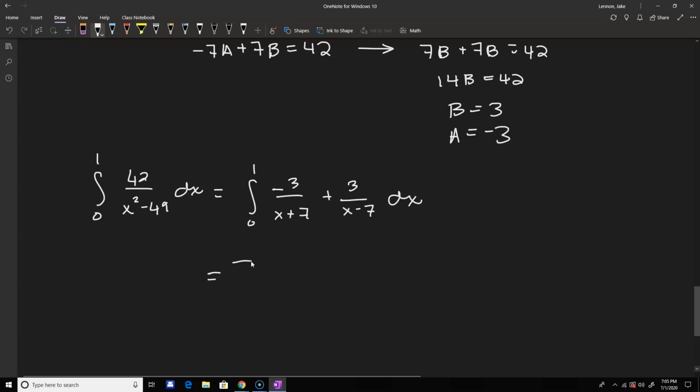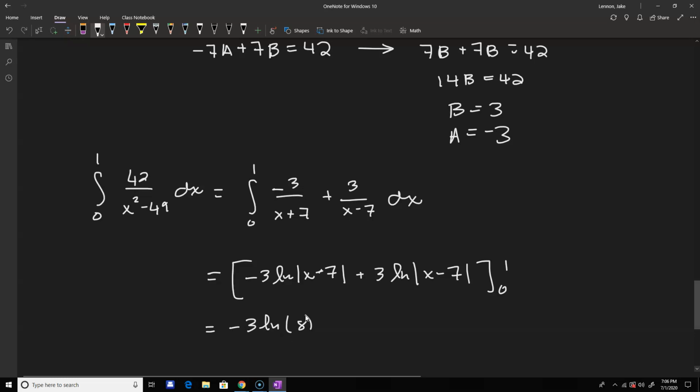So we end up with the integral of negative 3 natural log of x plus 7 plus 3 natural log of the absolute value of x minus 7 from 0 to 1. And so let's see what that is. We've got some absolute values there, so we get negative 3 natural log of 8 plus 3 natural log of 6, since we're taking the absolute value, minus negative 3 natural log of 7 plus 3 natural log of positive 7 again.